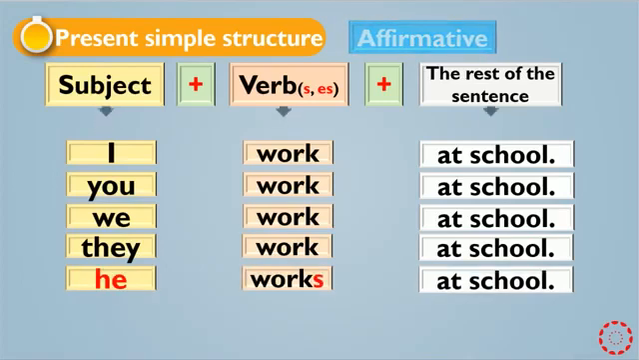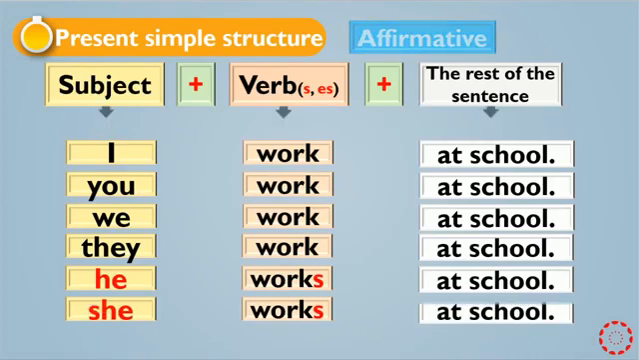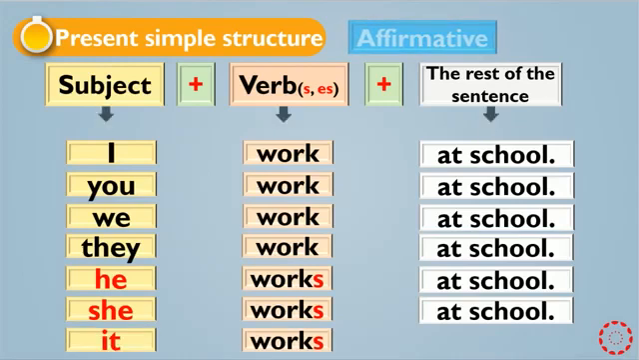He works at school. We add s to the end of the verb because the subject is singular. He, she, it are singular pronouns. She works at school. Again, we add s because she is singular and we have to add s to the end of the verb. It works at school.